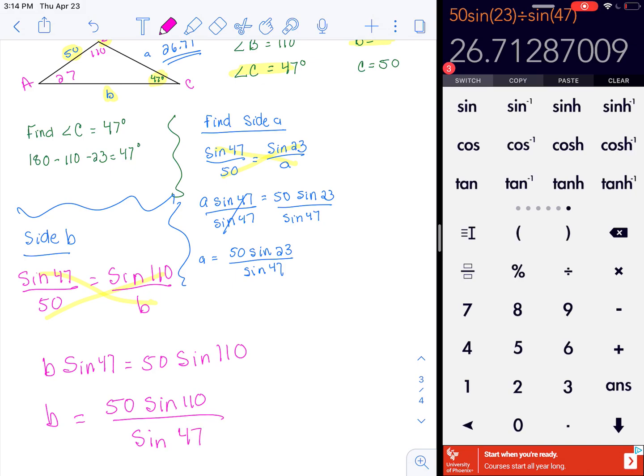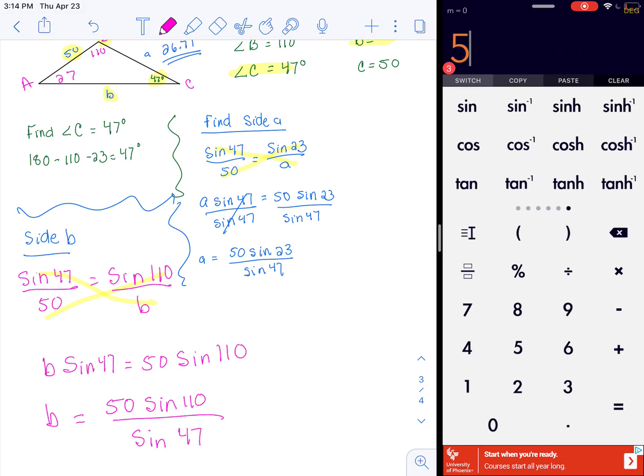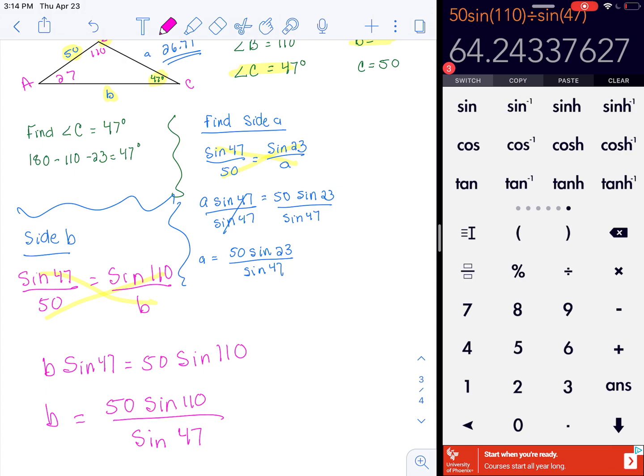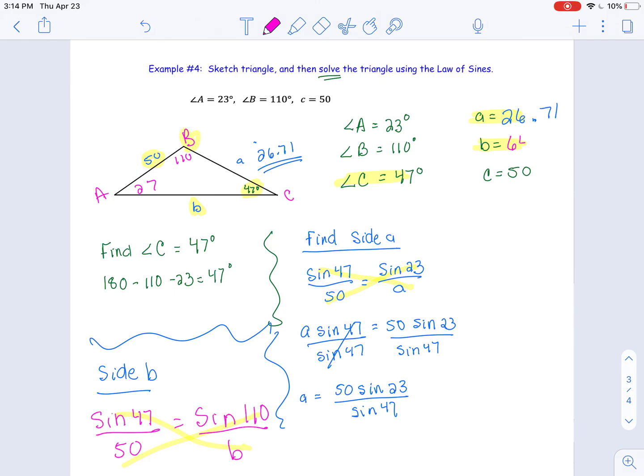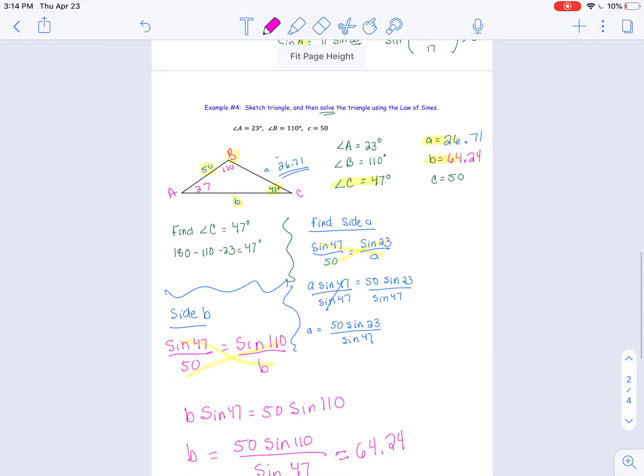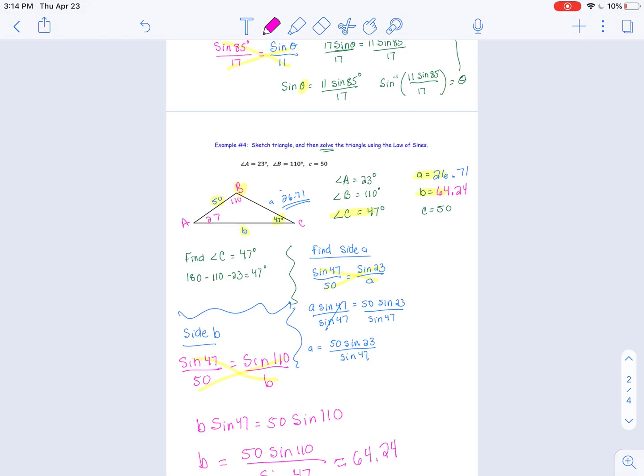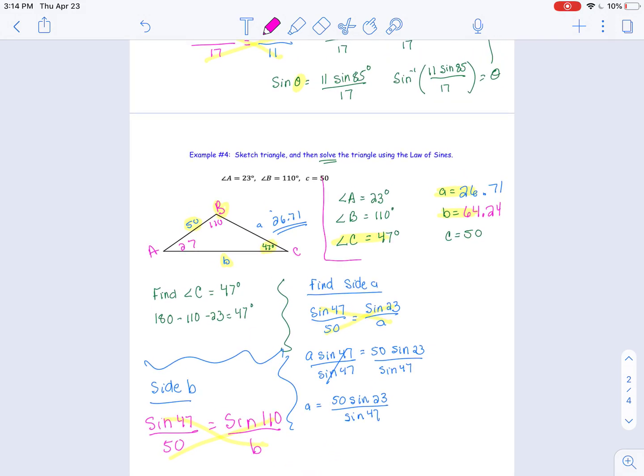I can use my calculator. I get 50 sine 110 divided by sine 47. And so I end up with an answer of 64.24. So I now know that this side B is 64.24. So I've now solved for my whole triangle. These are all my sides and all my angles. And that triangle is solved.